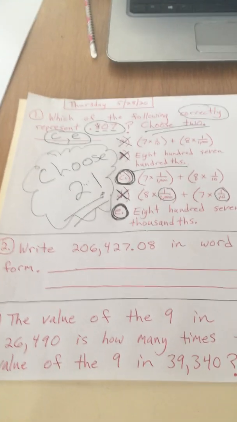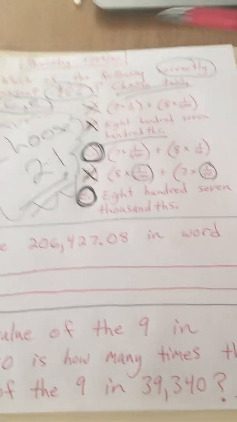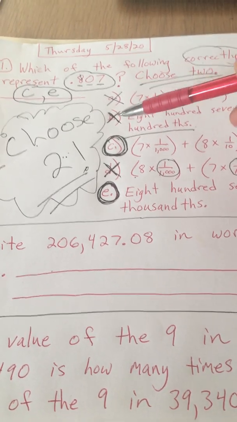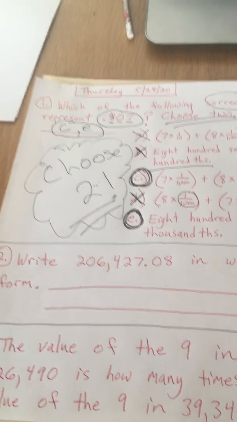Give yourself some snaps if you got that. Nice work. That was pretty tricky. These ones are tough when you have to choose two, because you really got to make sure you solve all of them to make sure you get the right two. All right, so let's move on to number 2.